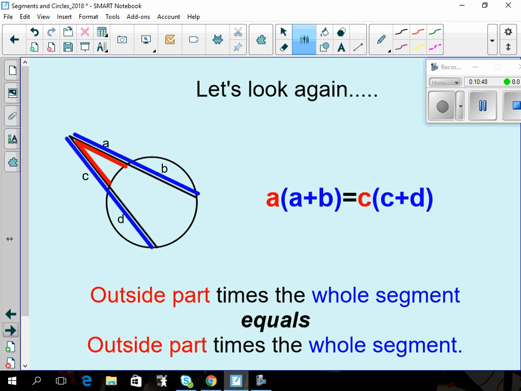The blue part here is the whole. Sometimes you have to add them together. Here's an example of how I had to do that. A plus B is the whole segment. So I have the outside, which is just A, times the whole. Outside times the whole, outside times the whole. You're still doing this. It's just the whole had to be a sum this time. Okay?